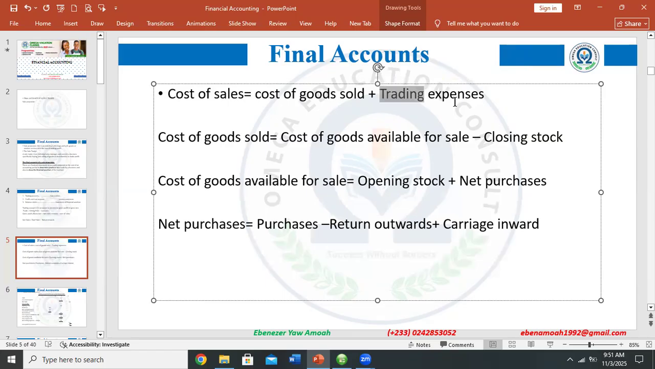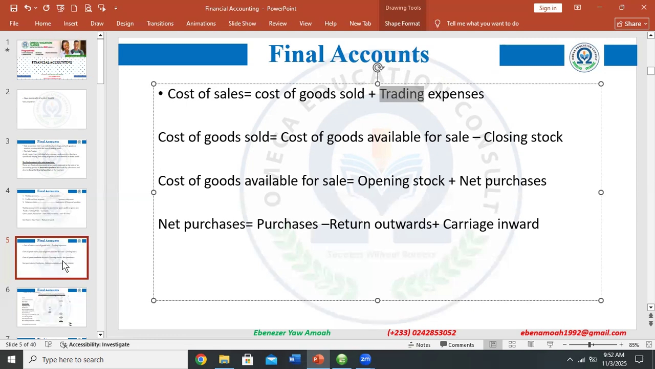What is cost of goods sold? Right? So if we dig into that one, cost of goods sold is the cost of goods available for sale less your closing stock. What is the cost of goods available for sale? It's your opening stock plus your net purchases. And what is your net purchases? Your purchases less return outwards, add carriage inwards.